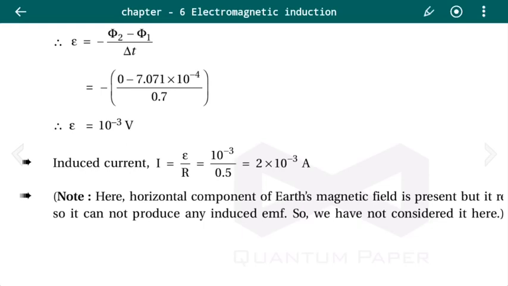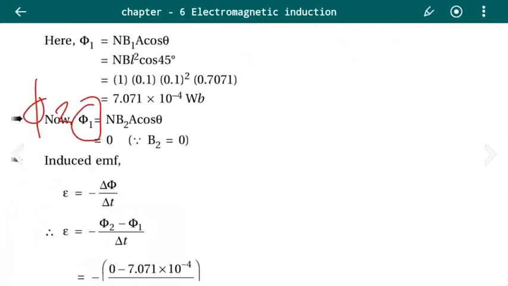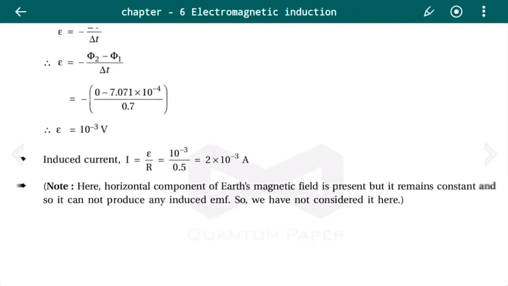Now we need to calculate the induced current, that is I equals epsilon upon R, which equals the epsilon value, that is 10 raised to minus 3, and the resistance that is given in the statement is 0.5 ohm. So R equals 0.5 ohm. When we calculate this, we get 2 into 10 raised to minus 3 ampere.